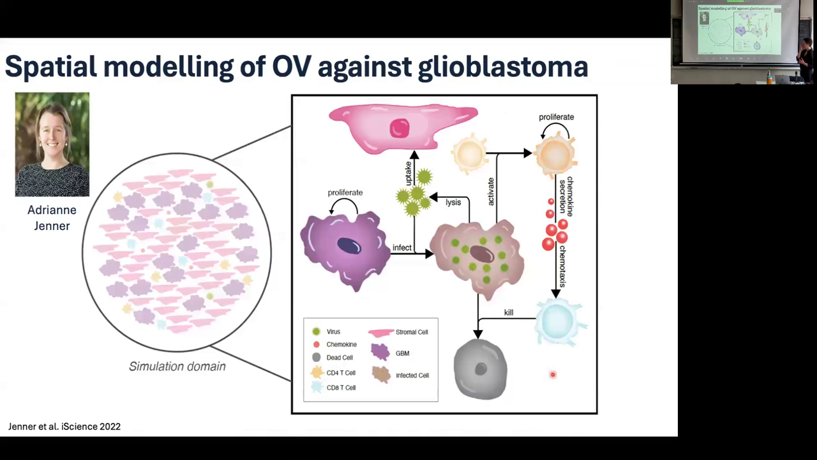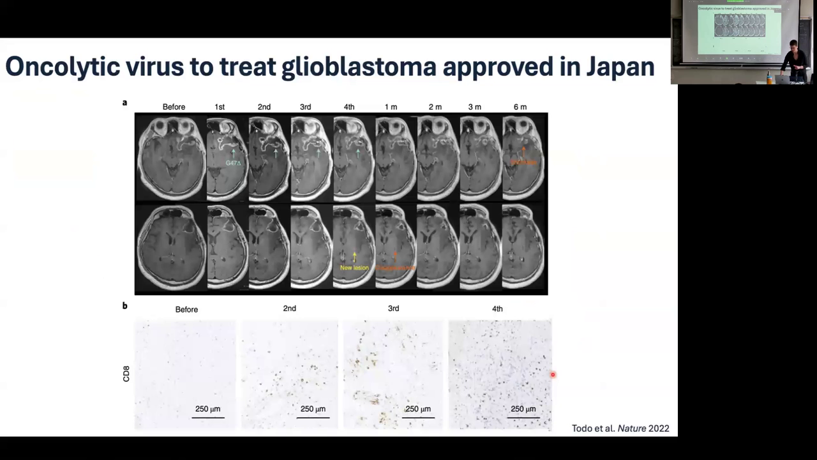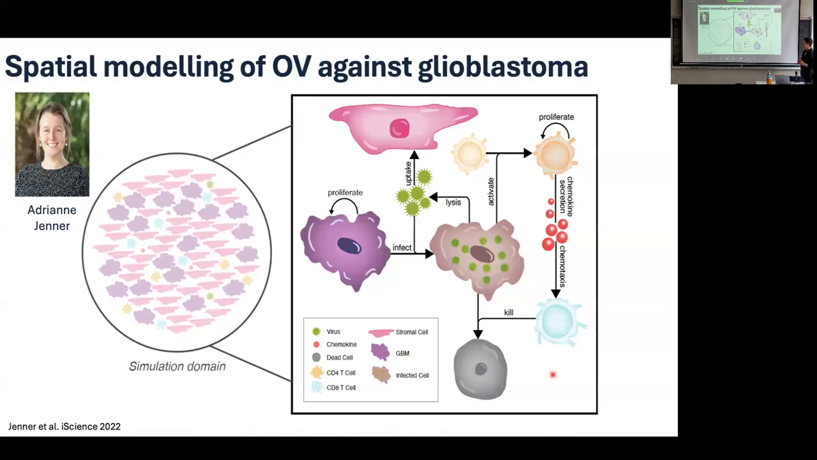And we worked previously with a group at Brigham and Women's in Boston looking at an HSV-1 oncolytic virus. And this is also, I believe, an HSV virus, if I'm not mistaken. And it has also shown some efficacy. So this was work from my former postdoc, Adrienne Jenner, who's now at Queensland University of Technology. She's doing great. She also used an agent-based model, actually the same one. She developed it to study oncolytic viruses against glioblastoma.